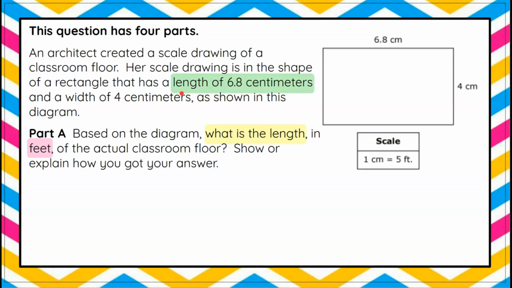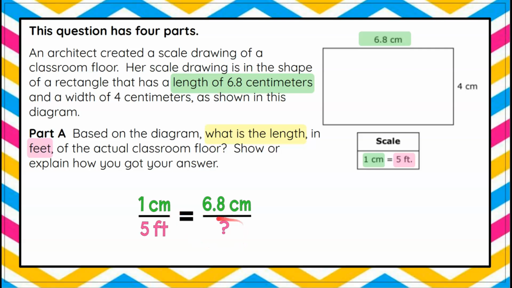So understanding that we are told the length is 6.8 centimeters, so this is the length of the classroom floor in centimeters on the drawing, and we want to know the length of the actual classroom floor. So we're going to start with our scale. 1 centimeter equals 5 feet. That's a ratio. So let's set up our ratio, the 1 centimeter to 5 feet. And that we're going to set equal to, we want to know the 6.8 centimeters of the length of the drawing. What is the actual amount of feet to the actual classroom?